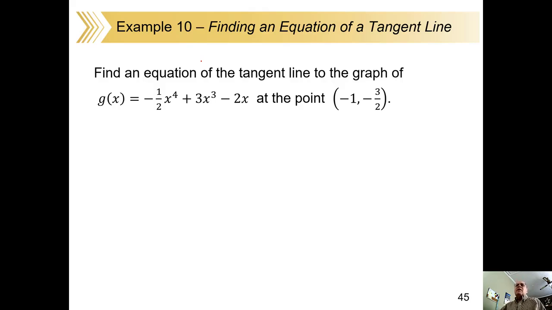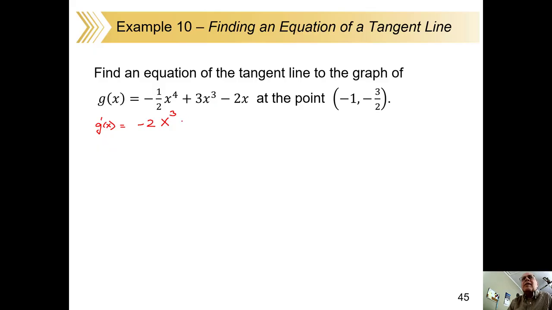Here's an example. It says, find an equation of the tangent line to the graph of g of x at a certain point. Okay, this puts several things together. First of all, you want g prime of x, because if you're going to get the tangent line, you need to find out the slope. If you're going to find out the slope, you need the derivative of the function. So we'll bring this 4 out front. 4 times 1/2 is 2, so you have negative 2. The x becomes x to the 4 minus 1 is 3.